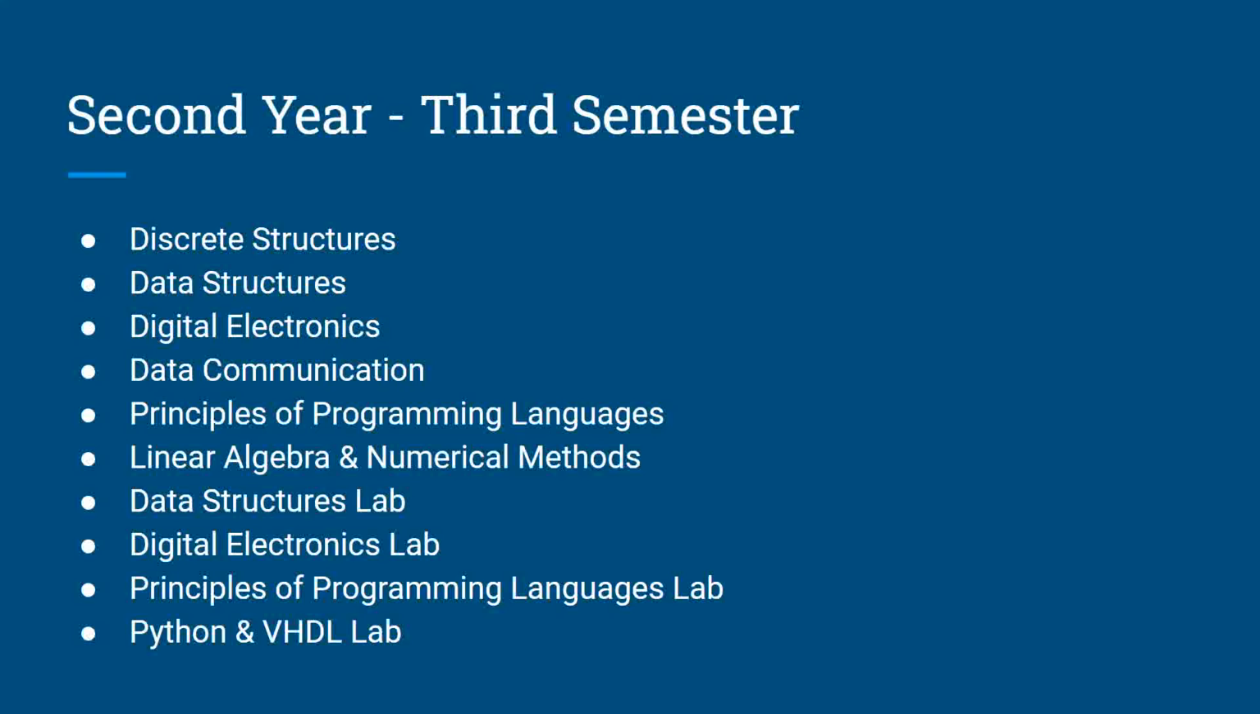Then a digital electronics lab in which you can experiment with different gates, AND gate, OR gate, NOR gate, NAND gate, as well as create circuits with clocks. Then there is the principles of programming languages lab. In this lab, you will be covering OOPS concepts, that is object-oriented programming, using C++. And then there is Python and VHDL lab. In this, it will be practical oriented and you will learn how to code in both of these languages.